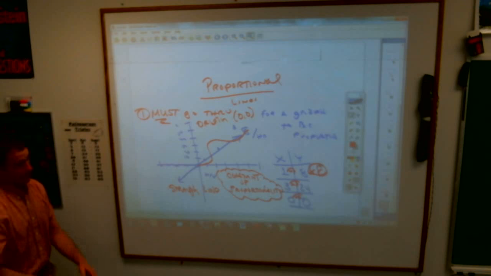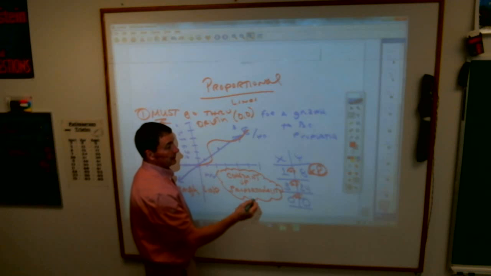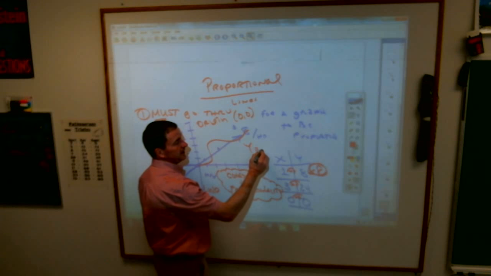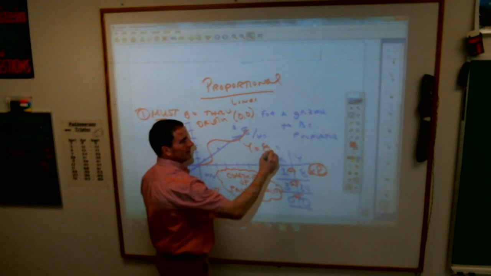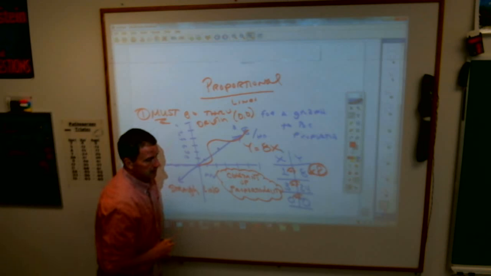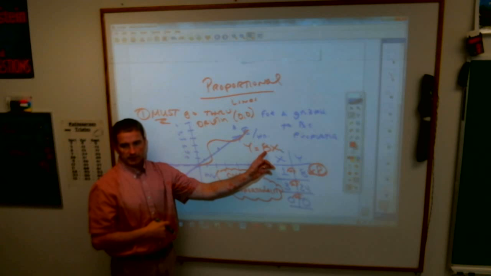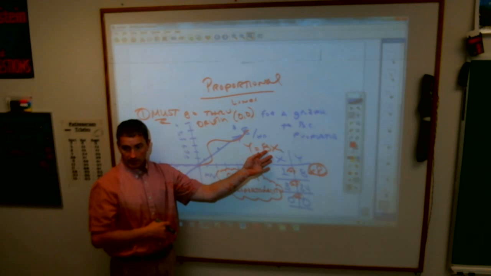Here's how we write it in equation form. y equals 8x. 8 is the constant of proportionality. Let's say you got a raise and you made $10 an hour, that would be 10 there.